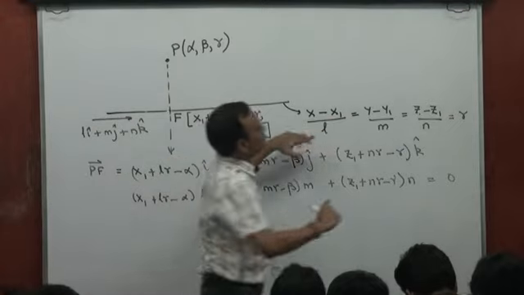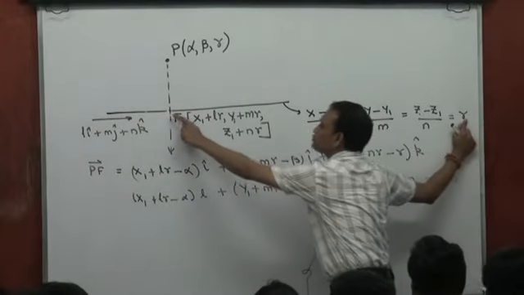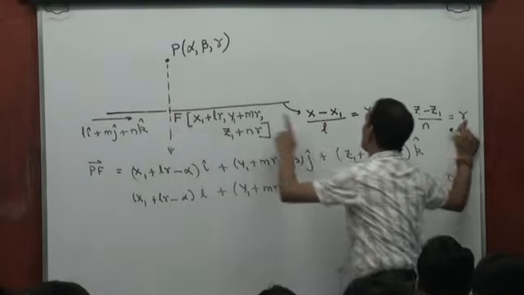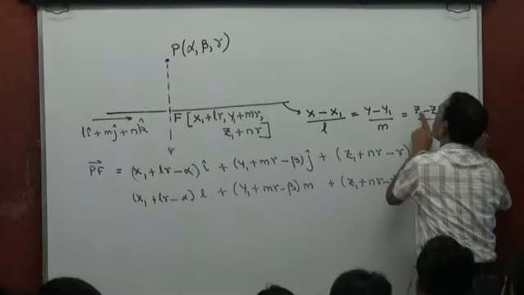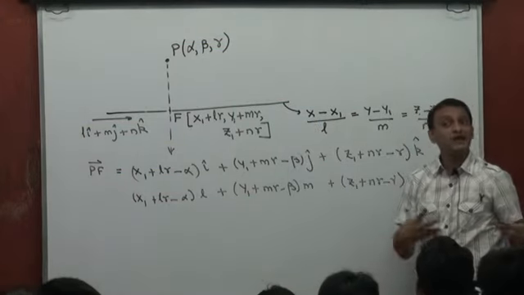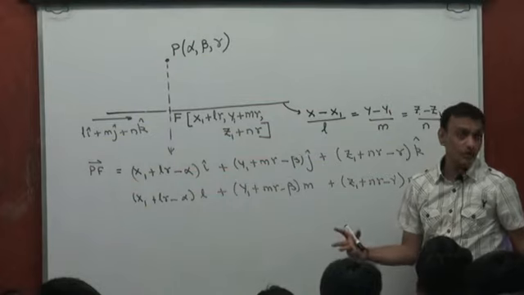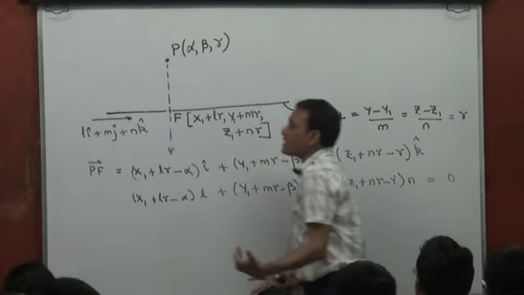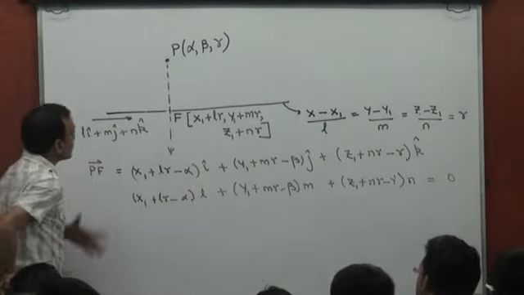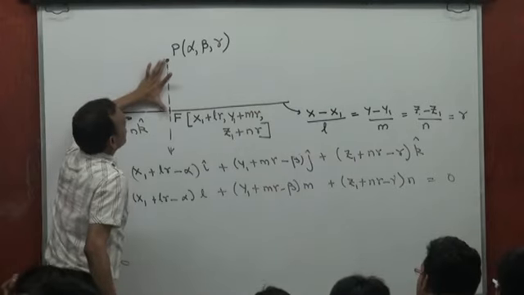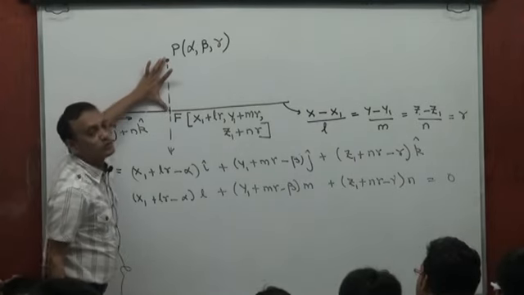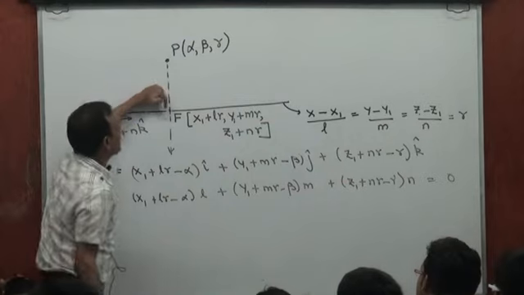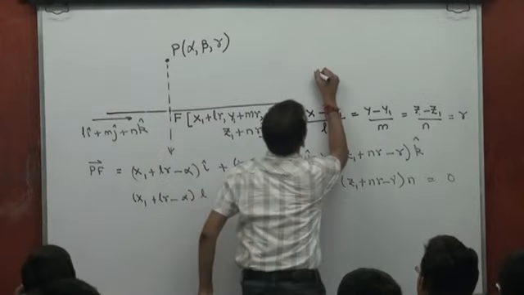And once you know the value of r, which represents the foot of the perpendicular from P onto the straight line, then the x, y, and z coordinates of the point F would be available. And once you have that in place, then obviously the length PF can be found. The foot of the perpendicular is known.